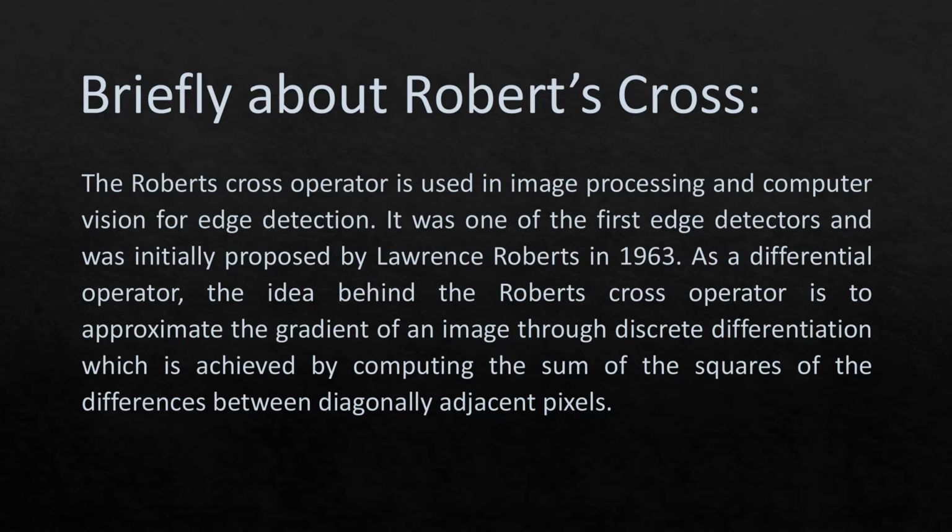As a differential operator, the idea behind Roberts is to approximate the gradient of an image through discrete differentiation, which is achieved by computing the sum of the squares of differences between diagonally adjacent pixels. Now, you should not be scared by terms like discrete differentiation or differential operator. They simply refer to mathematical subtraction. Since we are going by discrete differentiation, we do not need to bother about the actual d by dx or d by dy formulas, but rather a simpler, most used form of differentiation, that would be subtraction.